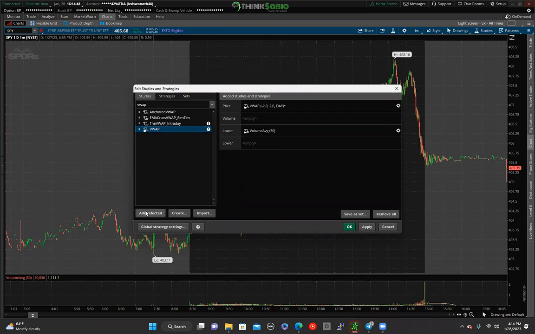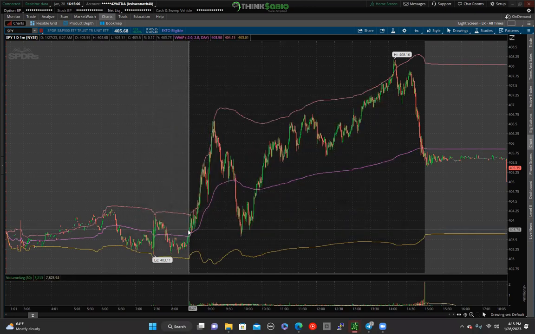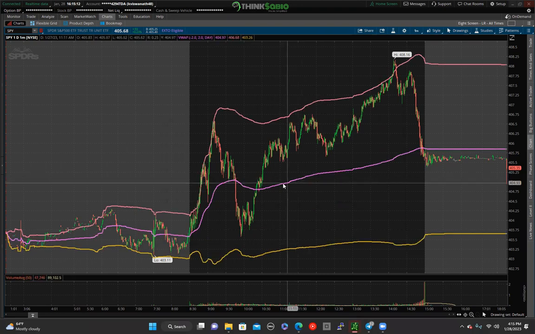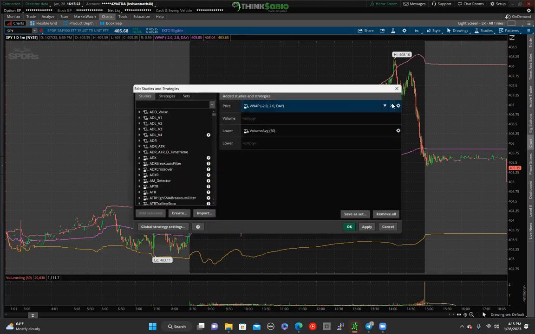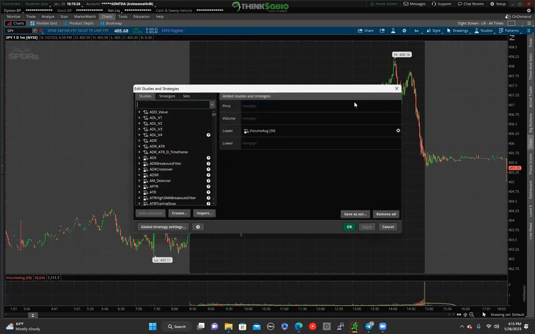So we select the VWAP, we click on add selected, and by default, you're going to see -2 and 2. Those are the standard deviations. We're not going to cover the standard deviations today. But if you simply click apply, this is what you're going to see on the VWAP. The middle line, the pink line here, that's the VWAP. This is the upper two standard deviation. And this is the lower two standard deviation. Okay. So we don't want those standard deviations.